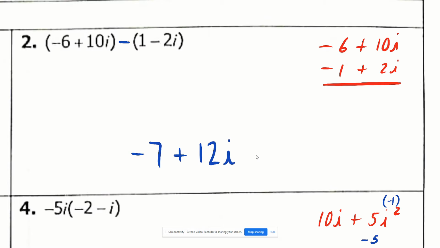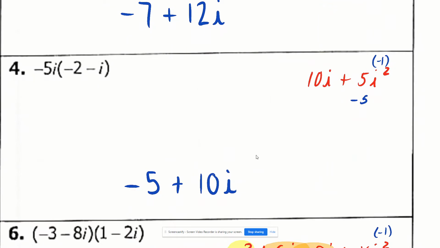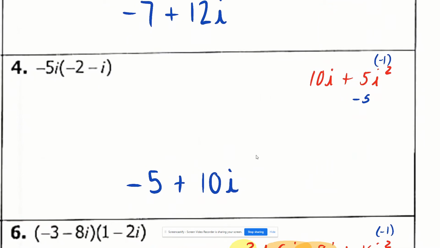But anyways, the only trick to number 2 was that minus sign causes the 1 to turn negative, and it causes that negative 2i to turn positive. So your answer is negative 7 plus 12i. Number 4, you were supposed to distribute. And I want you guys, again, to see over there in the top right corner, you're left with 10i plus 5i squared. And then, again, don't forget, i squared equals negative 1. So I multiplied that negative 1 by 5, and that got me that minus 5. And if you notice in my answer, I put it in what we called standard form yesterday, where your real number goes first, negative 5, and then your imaginary part goes second, positive 10i.